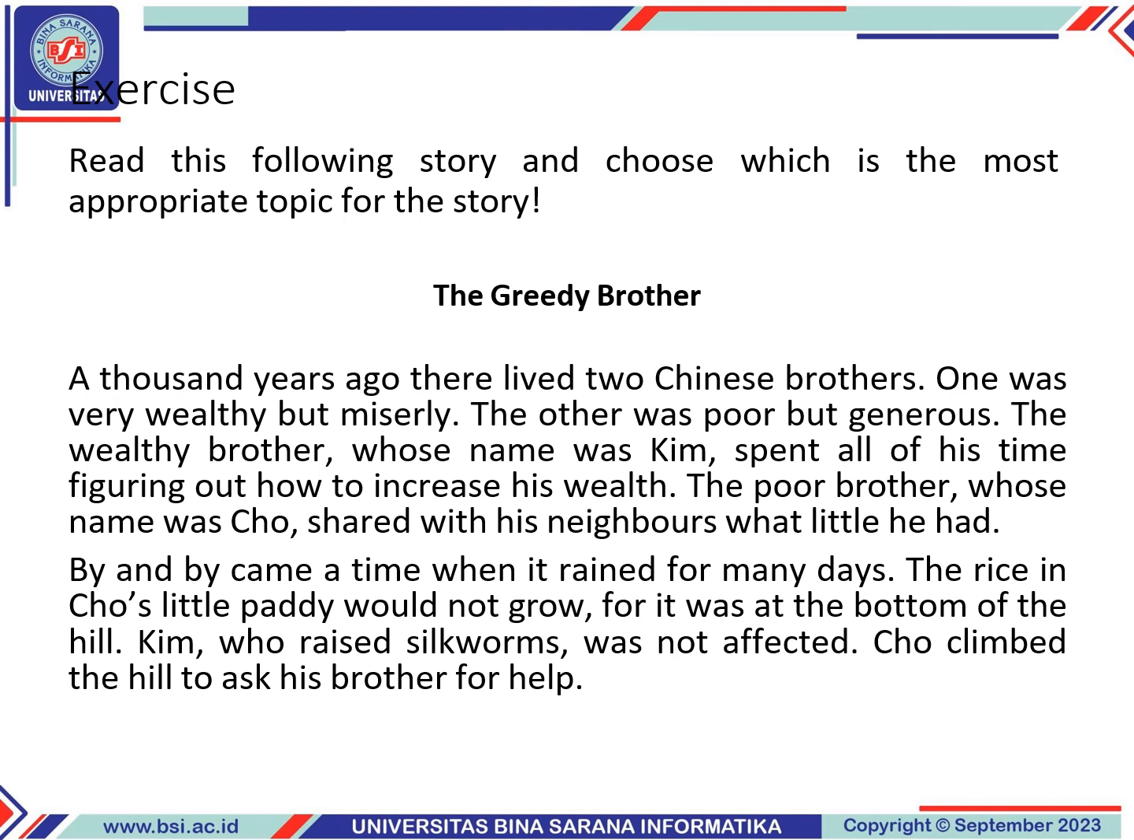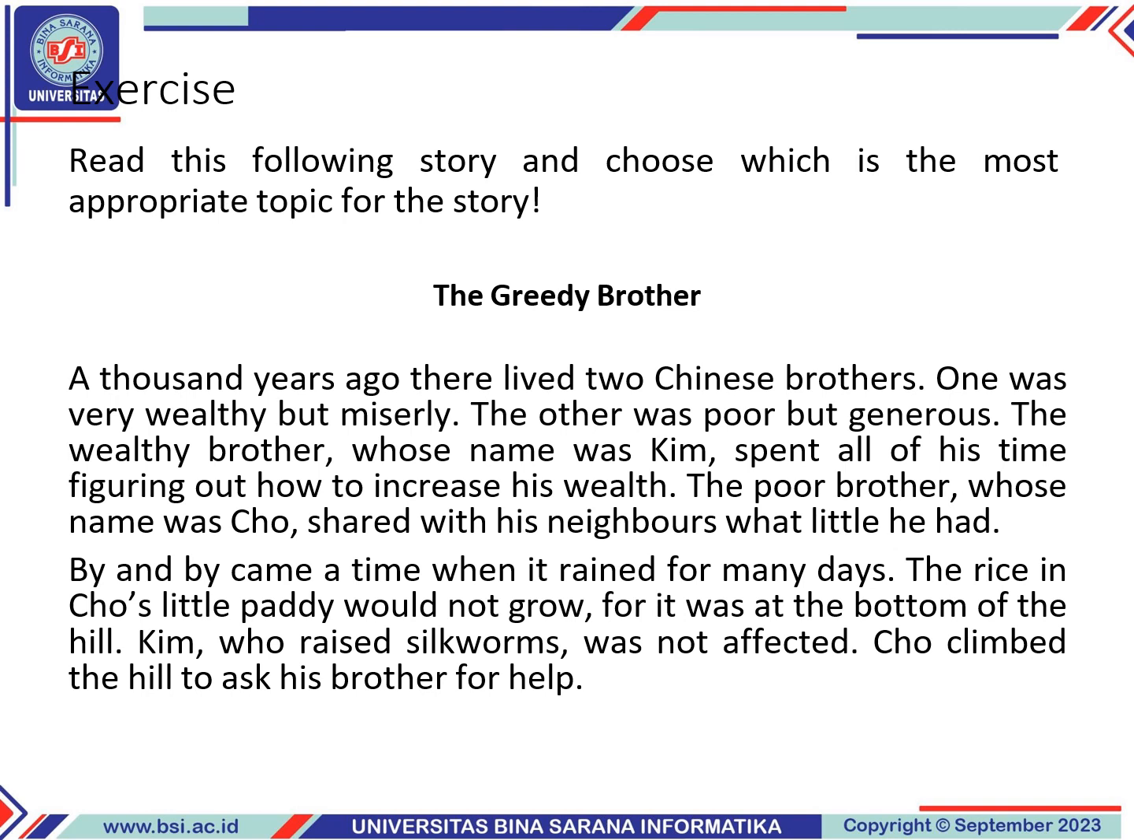1,000 years ago, there lived two Chinese brothers. One was very wealthy but miserly. The other was poor but generous. The wealthy brother, whose name was Kim, spent all of his time figuring out how to increase his wealth. The poor brother, whose name was Cho, shared with his neighbors what little he had.